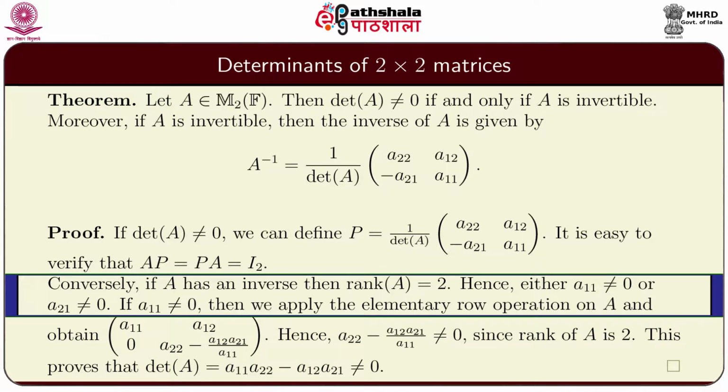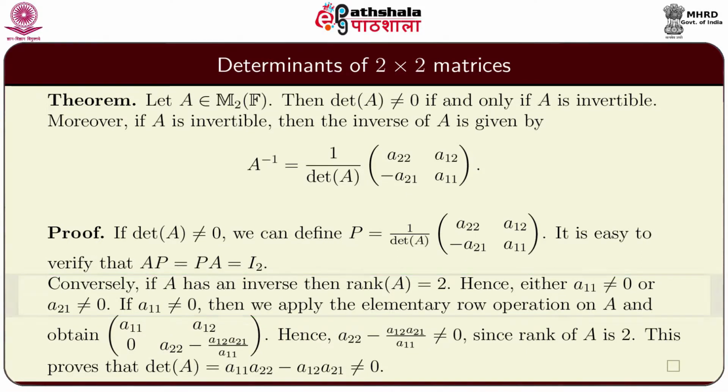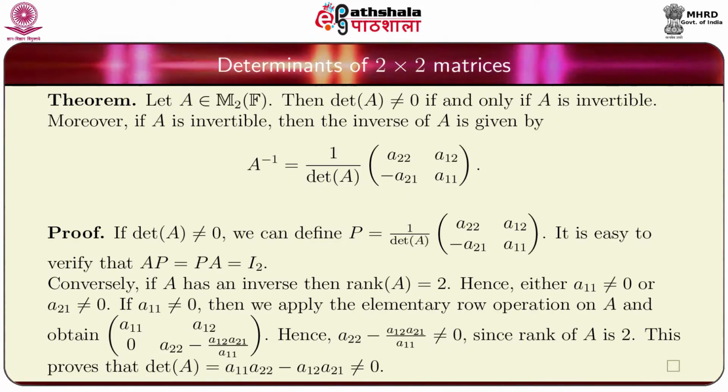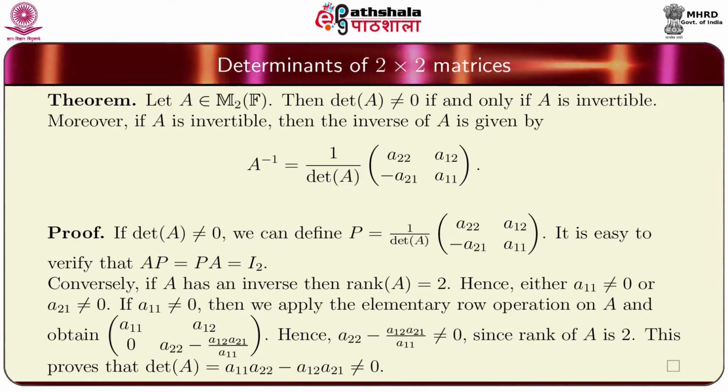Conversely, if A has an inverse, then we know that the rank of the matrix A is the full rank, that is 2. Therefore, either A11 is not 0 or A21 is not 0.